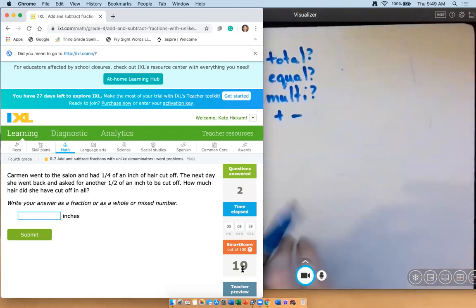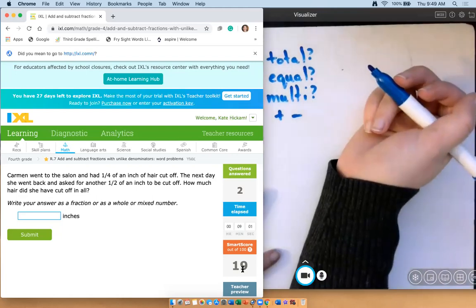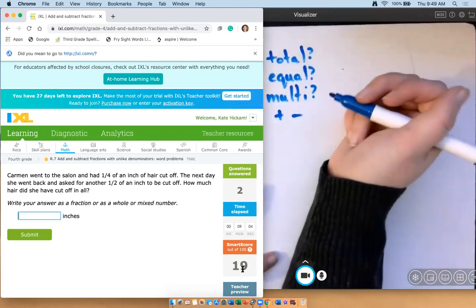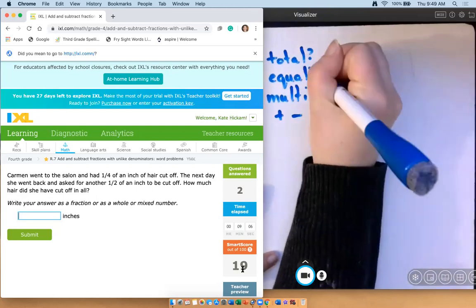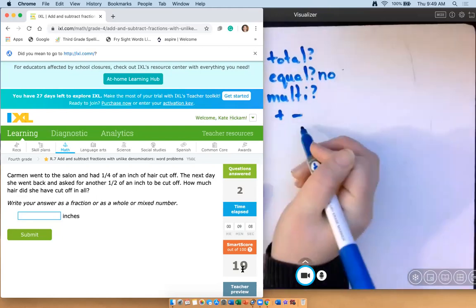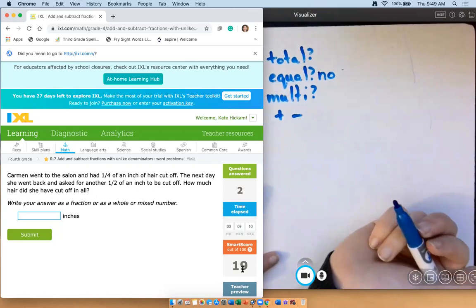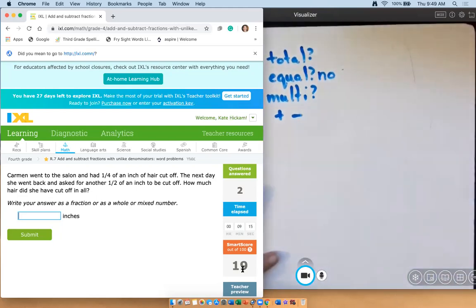Now, I know that it's not going to be equal because I only am adding and subtracting. This whole skill is only adding and subtracting. Carmen went to the salon and had 1/4 of an inch of hair cut off. The next day, she went back and asked for another 1/2 inch to be cut off. How much hair did she have cut off in all? Whoa. Carmen sounds really needy. She's very particular about her hair.